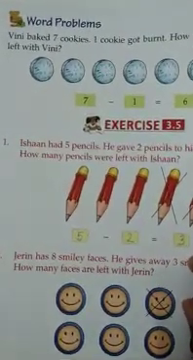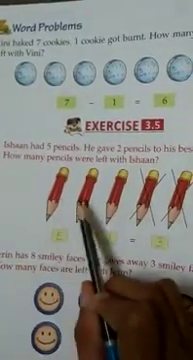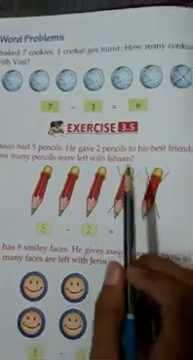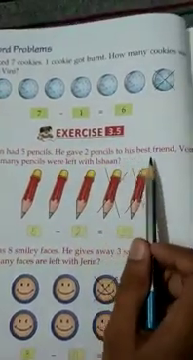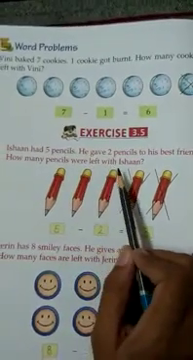See the first question. Ishan had 5 pencils. How many pencils he had? 5. 1, 2, 3, 4, 5. He gave 2 pencils to his best friend Veer. How many pencils were left with Ishan?